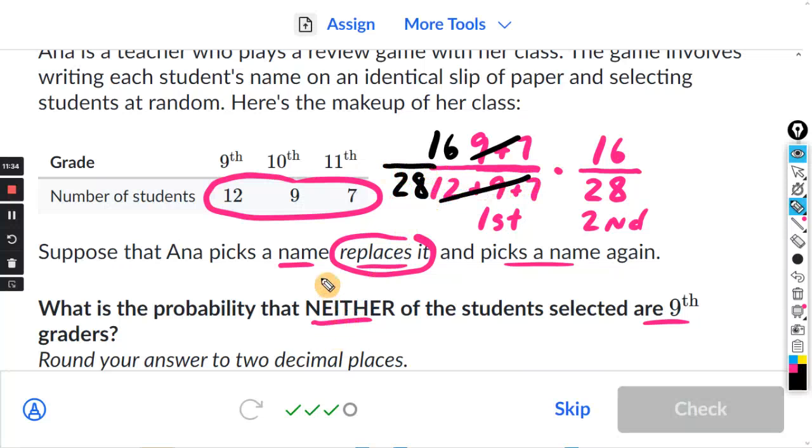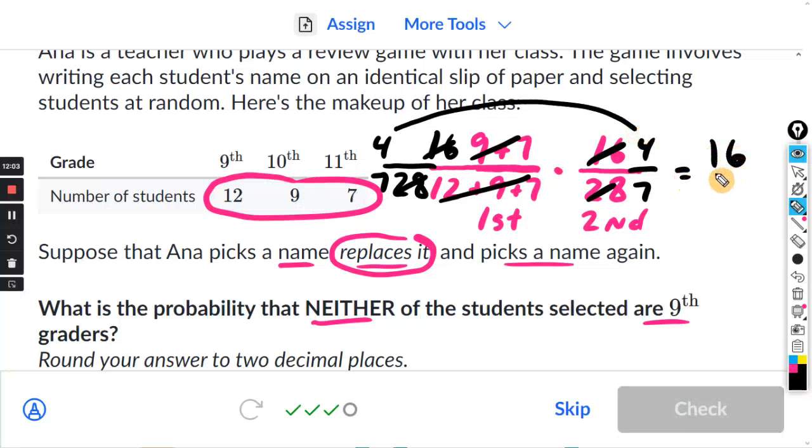All right, so the fraction is the same for the first and the second. Let's reduce that. 16 divided by 4 is 4. 28 divided by 4 is 7. All right, and this fraction is the same thing. Divided by 4, that's going to be 4 over 7. All right, so 4 over 7 times 4 over 7. 4 times 4 in the numerator, 16. 7 times 7 in the denominator, that's 49.